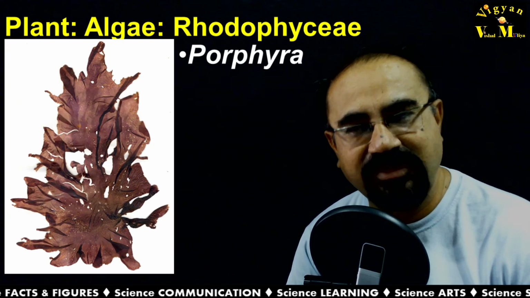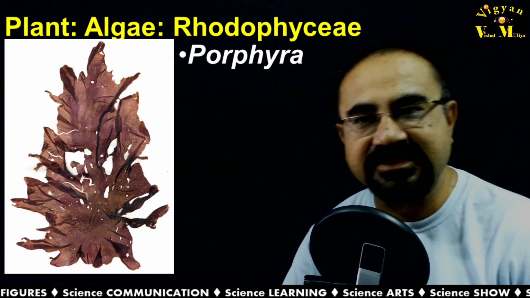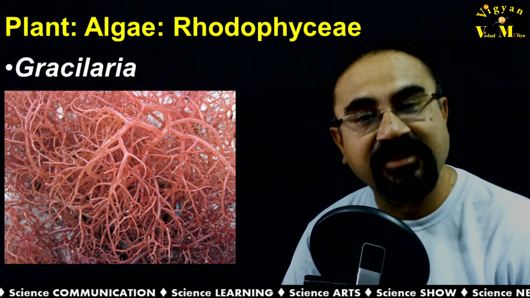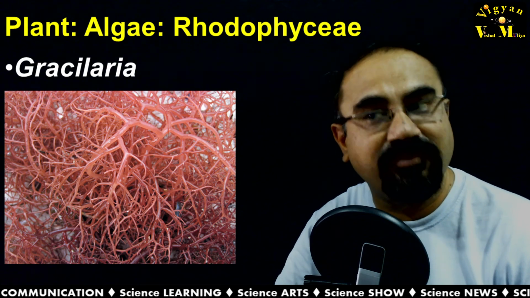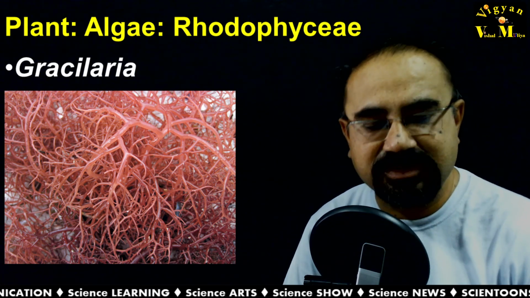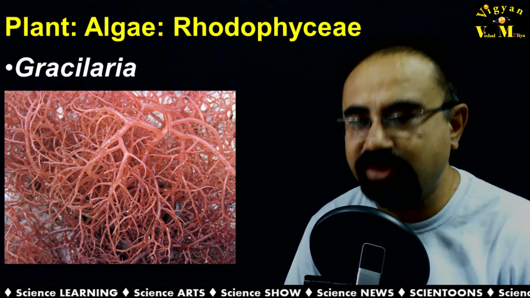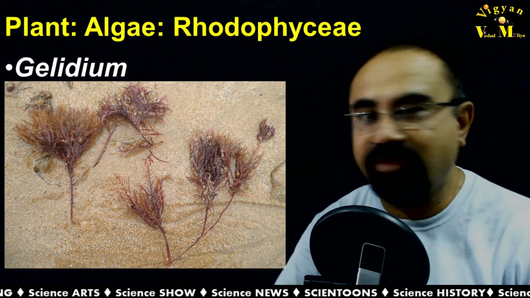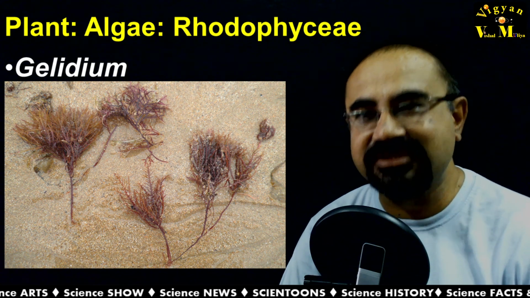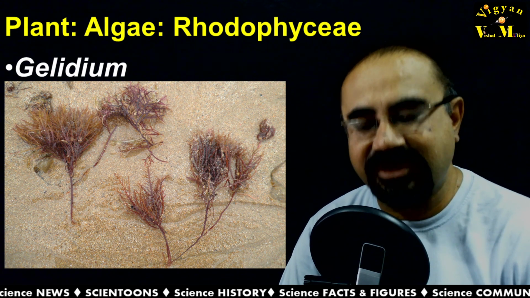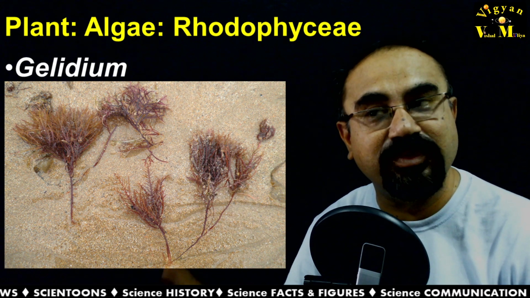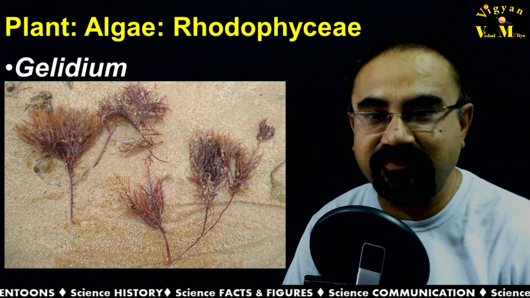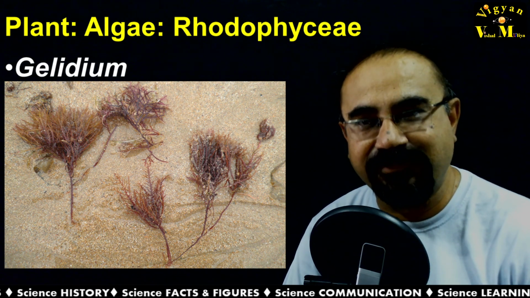Porphyra is one of the well-known members of the Rhodophyceae. Gracilaria, we have already discussed the use of Gracilaria in the previous video, you can go through it. And Gelidium is also known for its commercial uses, which we have already discussed earlier, so kindly go through the previous video for the uses of Gracilaria and Gelidium.